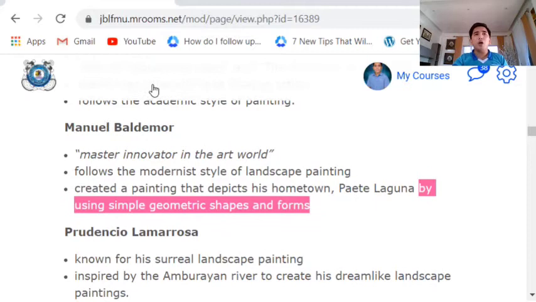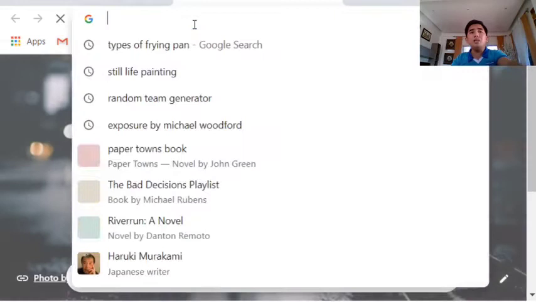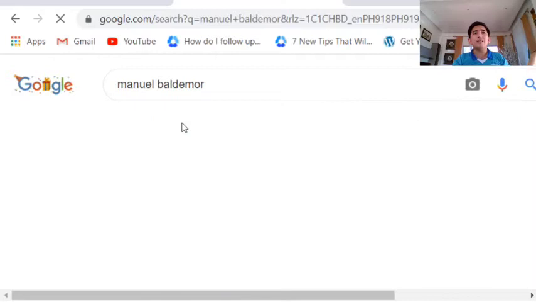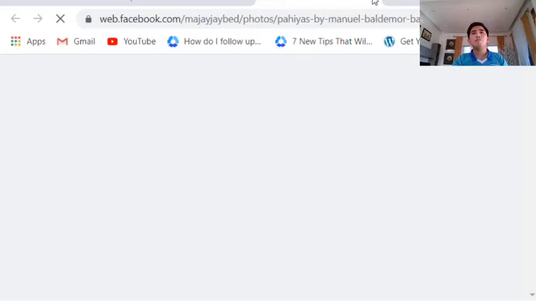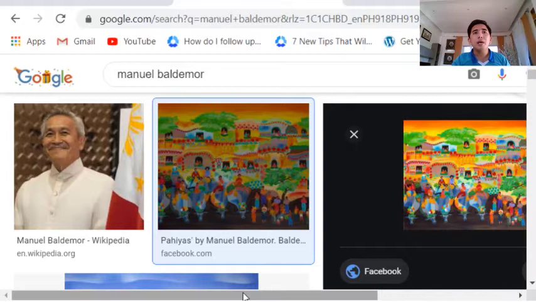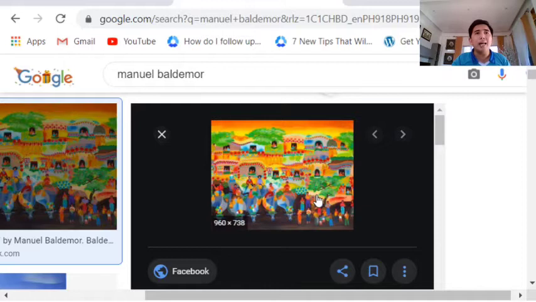Alright? So, if we are going to search Manuel Baldimore over the internet, we'll see some paintings of his that look like this. This one is an example. And as you can see there, okay, ipakita ko lang siya. If you can notice, class, hindi siya entirely nagpakita ng kung ano ang scenery, right? Kung makita mo yung puno, ang balay, wala siya class ang mga geometric shape. So it talks about shapes, right?